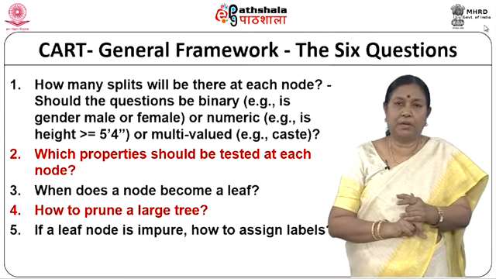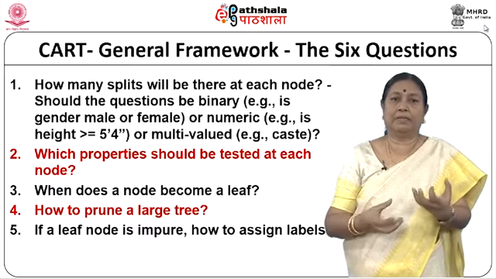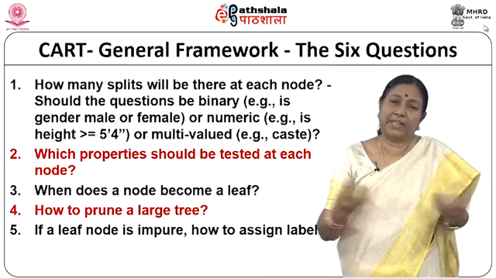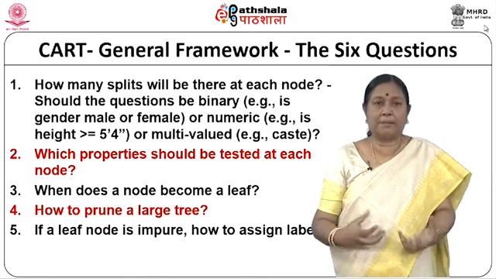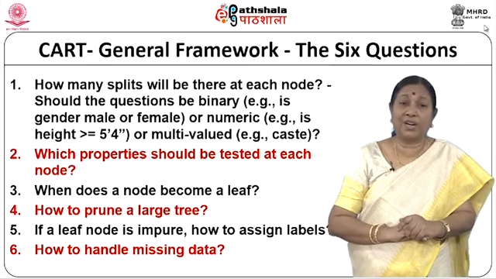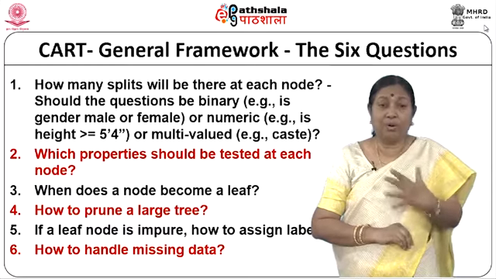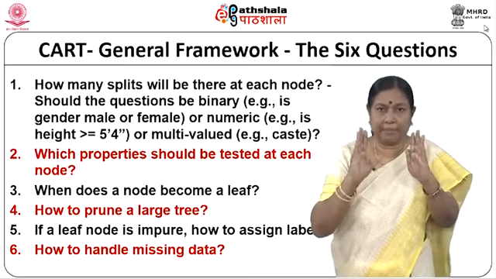If a leaf is impure, how do you assign labels? See, we cannot say that everything will be pure only. So, if it is impure, how do we assign the labels? And the next question is, as we have already told in the last slide, that it handles missing values. So, how to handle the missing values? So, these are the main questions.